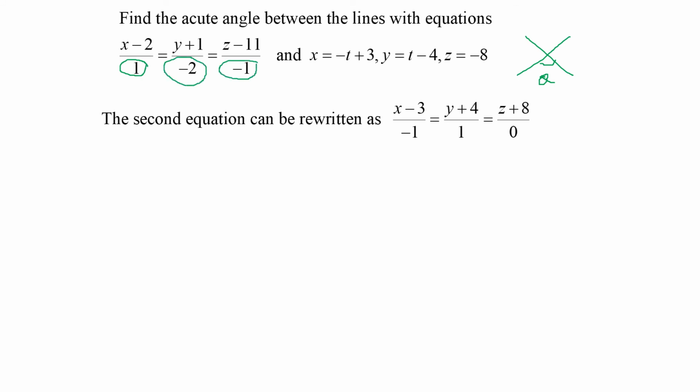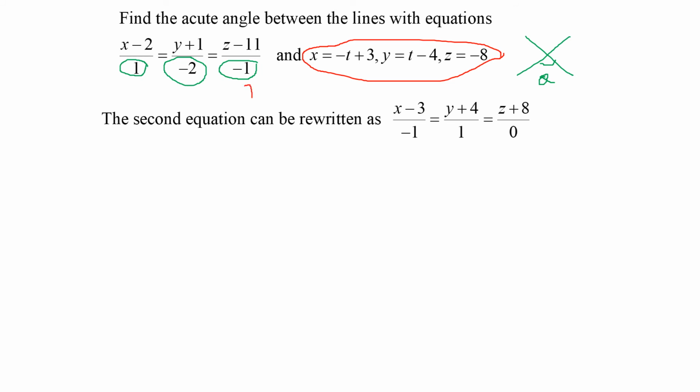Right, that's the main reason of writing it into a symmetric form. So the second equation here, you are given in terms of parametric. So you need to convert these equations into symmetric form. How to do that? You can just make t the subject of the equation for each x, y, and z respectively.